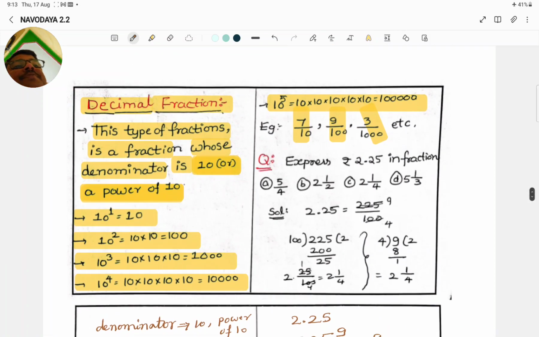See here, 2.25 is nothing but 225 by 100. 9 by 4 gives 2 1 by 4. Here also 2 1 by 4. Now the correct option is option C. 2 1 by 4 is the correct answer.